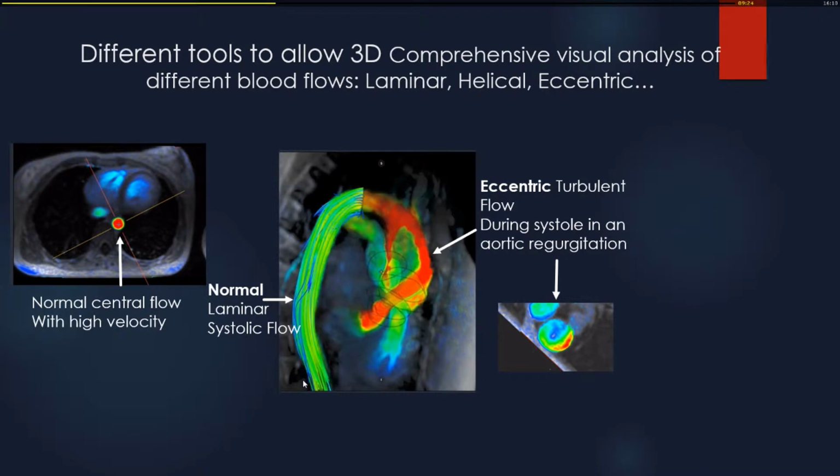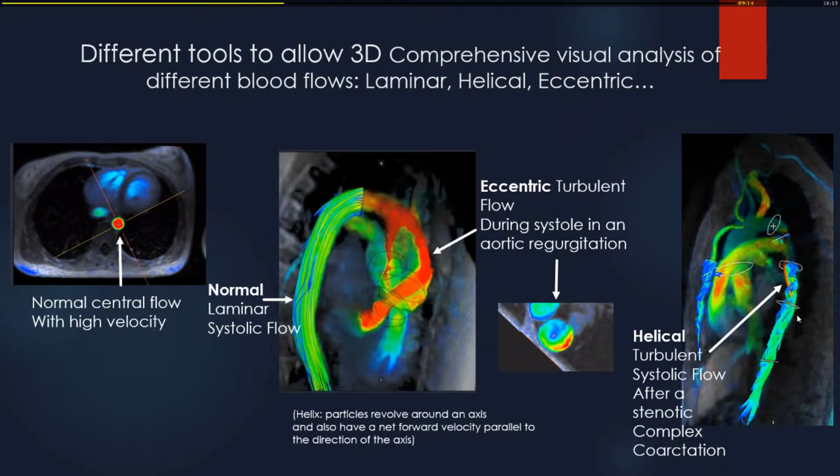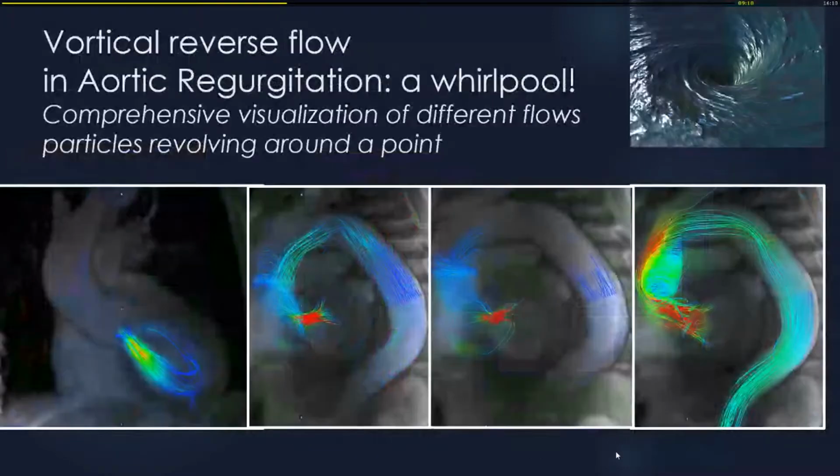Here you have a normal laminar flow, which is central. You can have eccentric flows. You have helical flows, which means that particles revolve around an axis. You also have vortical reverse flow, like in this case, which is an aortic regurgitation. It's a real whirlpool. You see here the aortic regurgitation, and here you see the backflow in the aorta, and you see that all these turns are getting thinner and thinner and make a mass at the beginning of the systole, pushing and forcing the systolic flow to bump into the aortic wall here.